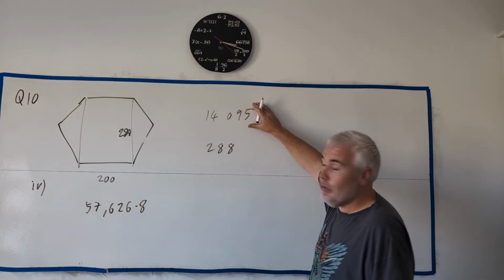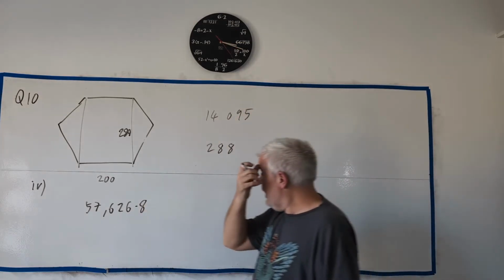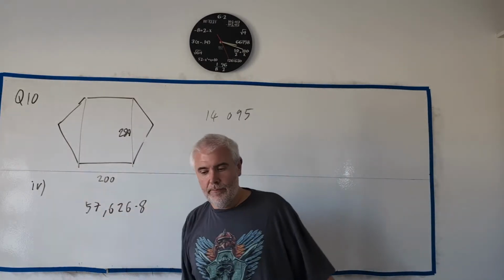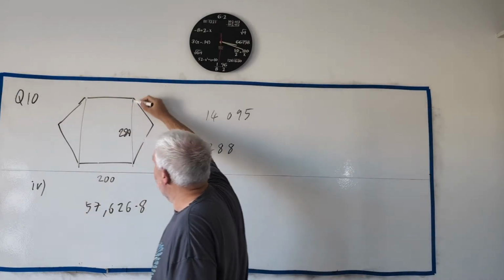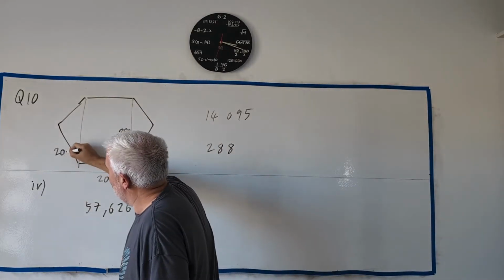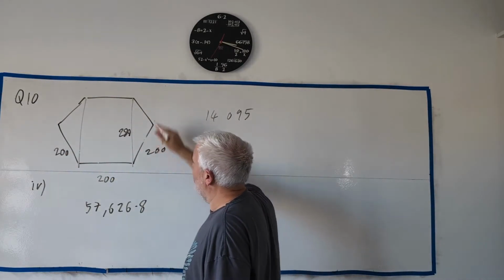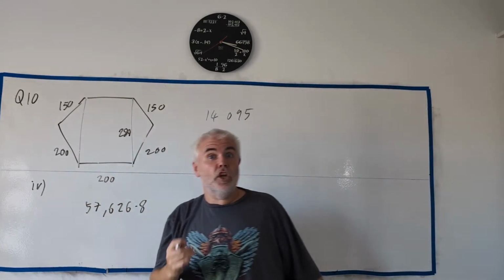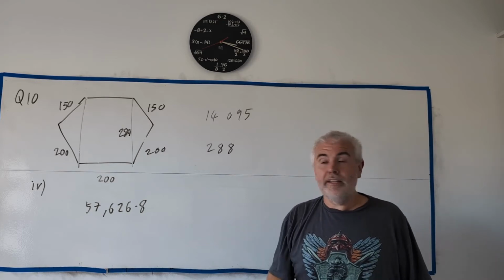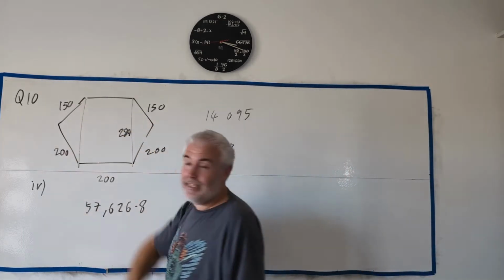Add that to this, we're nearly there. We're only left with this area over this side. Seems difficult, except this length is the same as this length. This 200 is the same as this 200. This 150 is the same as this 150. They're congruent. The area of this is the same as the area of this.